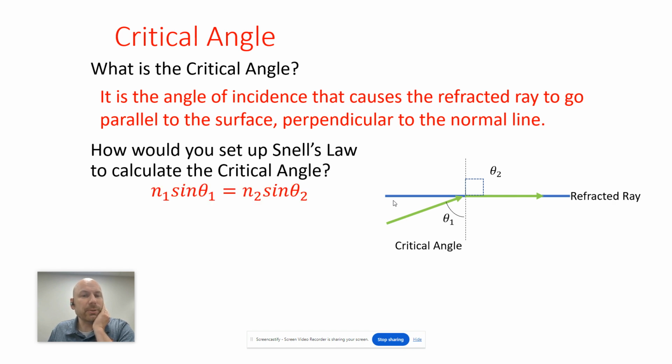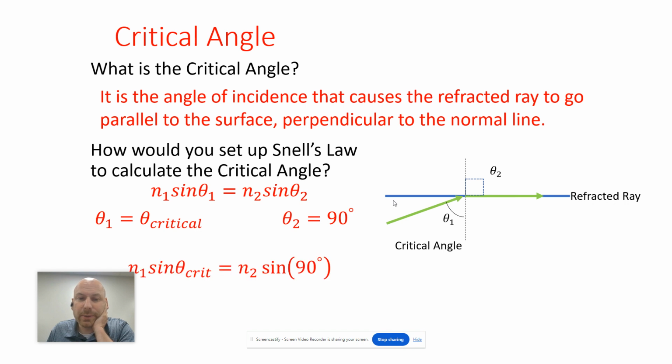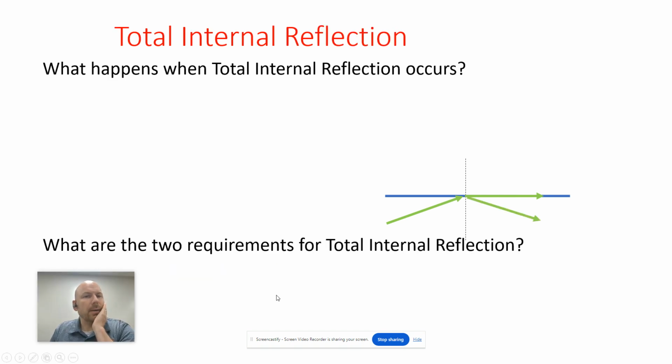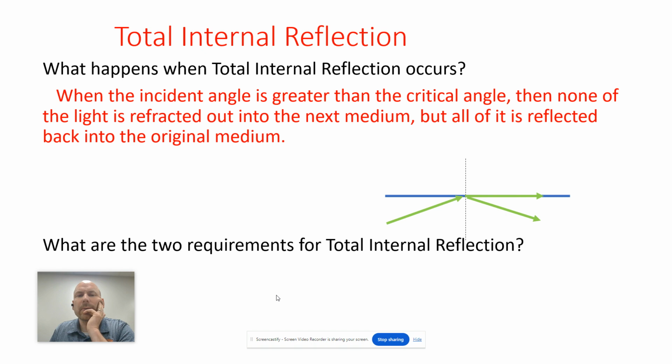So how would you set up Snell's law to calculate the critical angle? The critical angle would be theta 1, and theta 2, because it's perpendicular to the normal line, is equal to 90 degrees. So we end up with this expression to find the critical angle. So what happens, total internal reflection occurs. This is when the incident angle is greater than the critical angle, and then none of the light is refracted out of the next medium, but it's all reflected into the original medium.